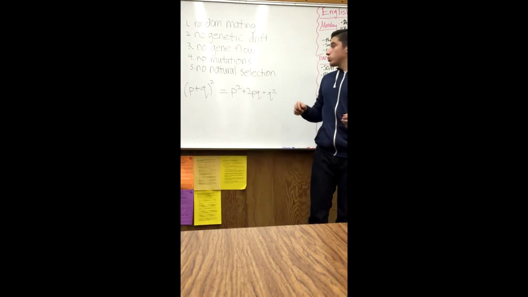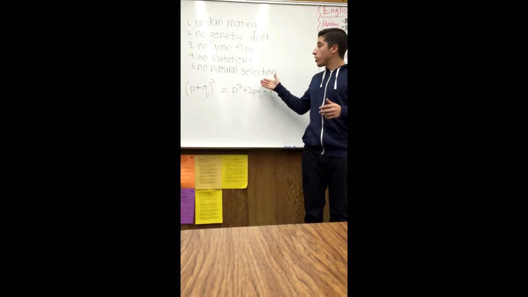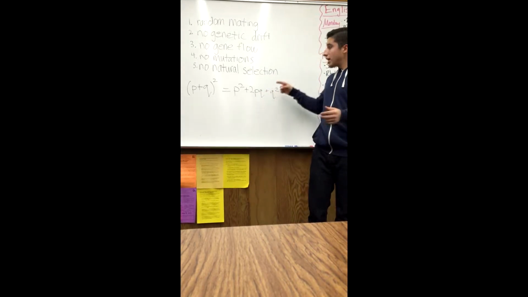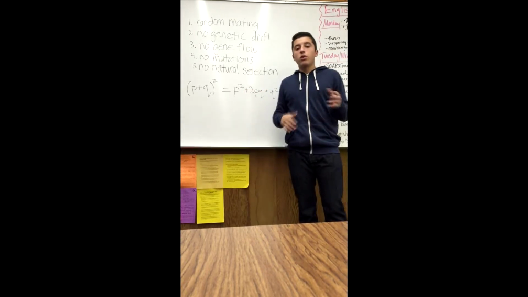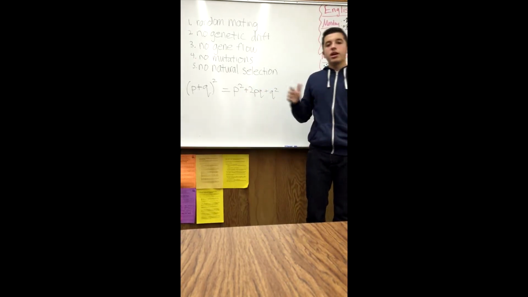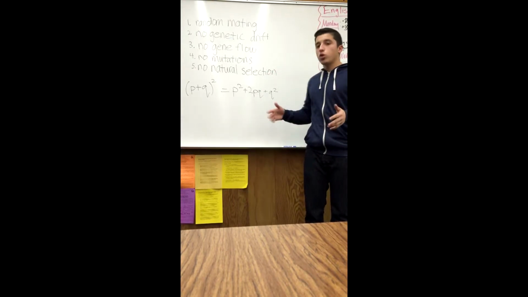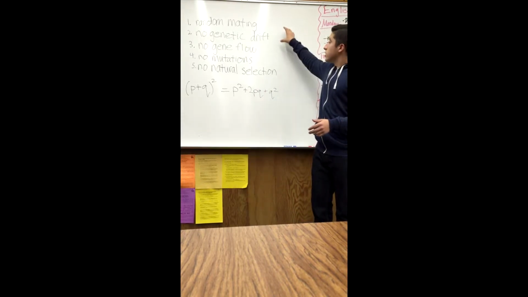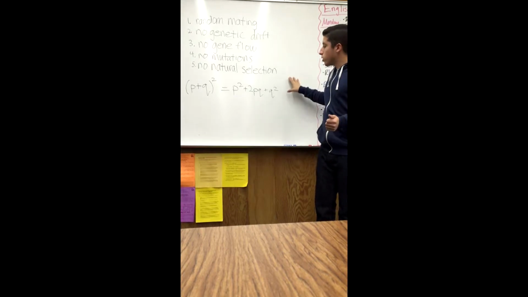The fourth is no mutations, so no mutations can occur while going through Hardy-Weinberg because it would disrupt the allele frequency in a gene pool. Lastly, no natural selection can occur. So organisms with all genotypes, it doesn't matter, they all go through the same living and death. There's no perks, there's no adaptations that go on. So everything is the same. In order for Hardy-Weinberg equilibrium to work, all these must be followed.